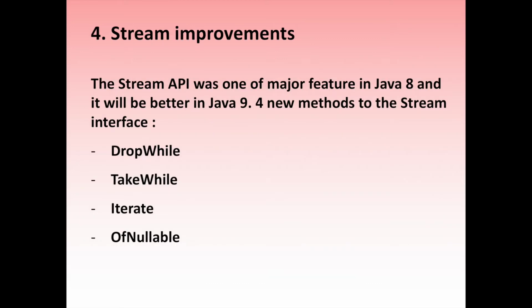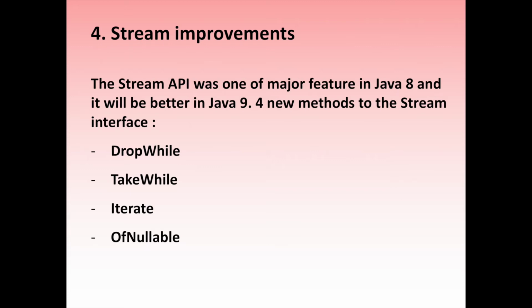The Stream API was one of the game-changing features in Java 8 and with Java 9 it has gotten even better. Now you will be able to create a stream from an optional. There are also 4 new methods added to the stream interface: iterate, dropWhile, takeWhile, ofNullable. DropWhile discards the first items of the stream until a condition is met. TakeWhile processes items until a condition is met. Iterate allows you to write proper replacements for the for loops using streams.